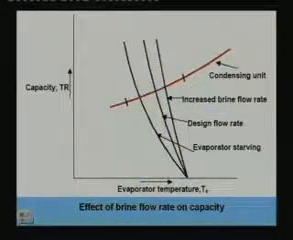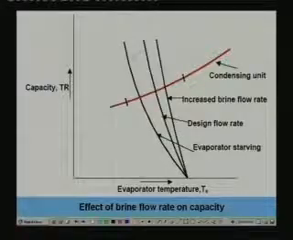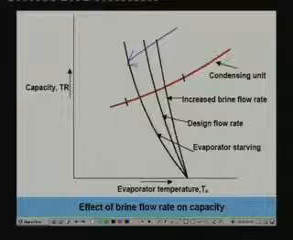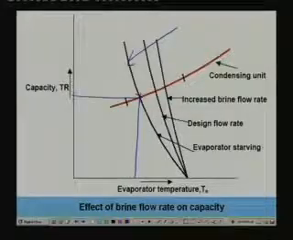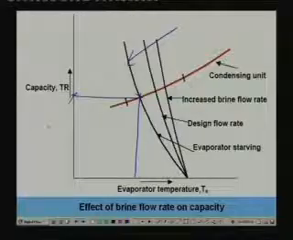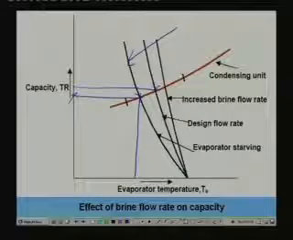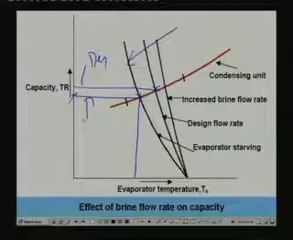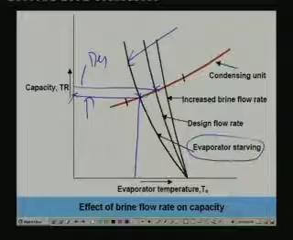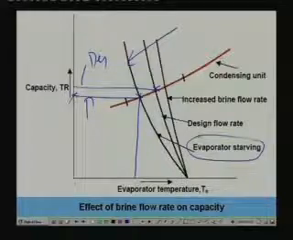You can also see the opposing effect, for example, when you are reducing the brine flow rate. This is the curve for reduced brine flow rate. When you reduce the brine flow rate, heat transfer coefficient on the brine side decreases, overall heat transfer coefficient decreases, evaporator temperature decreases, and capacity also decreases compared to the design point. This is the design point, this is at the reduced flow rate. At this flow rate, the evaporator is said to be starving. So, that means evaporator is in starving condition when the flow rate is reduced.